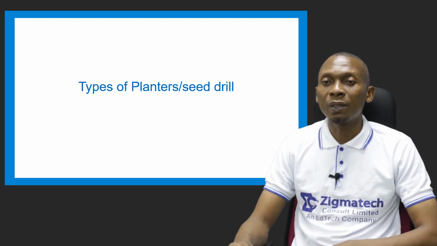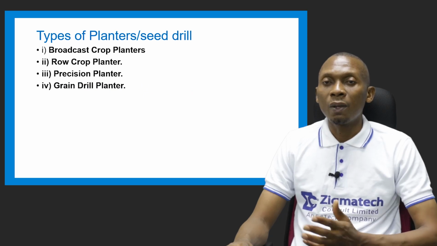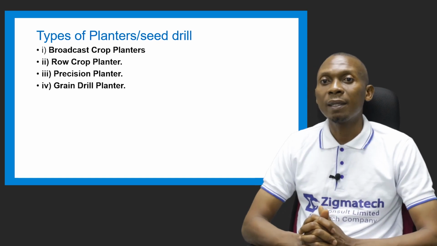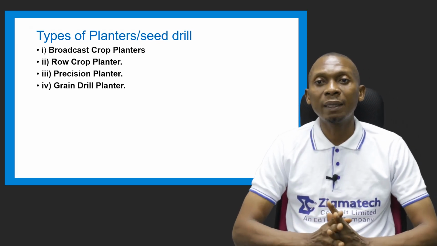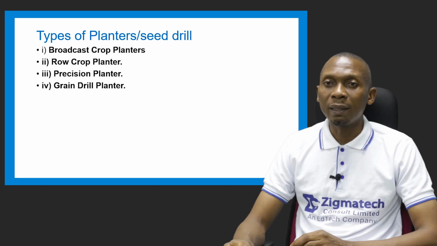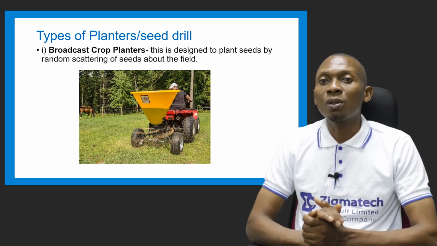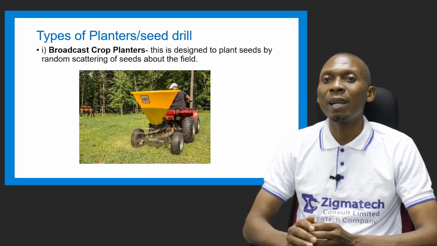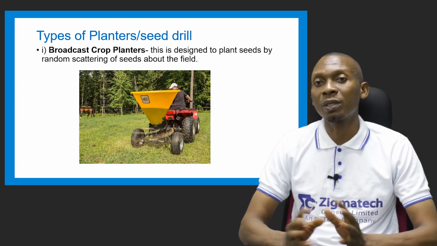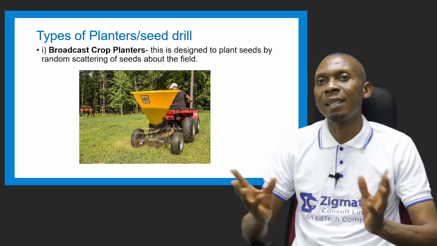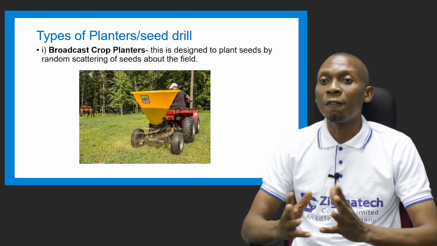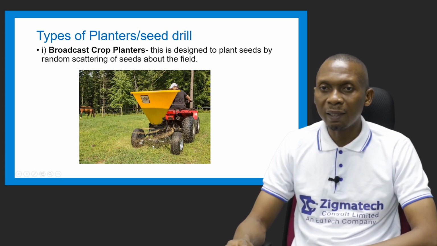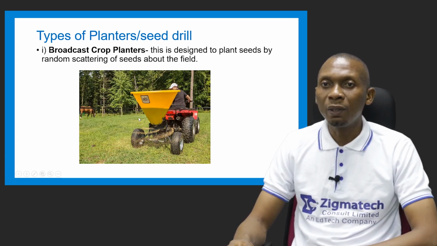So, types of planters or seed drills. We have the broadcast crop planters, the row crop planters, the precision planters, and the grain drill planter. So this is the broadcast crop planter. Now this is designed to plant seeds by a random scattering of the seed. From the word broadcast, we used to scatter it on the field. So this picture helps us to see the seeds being scattered or broadcast on the field.